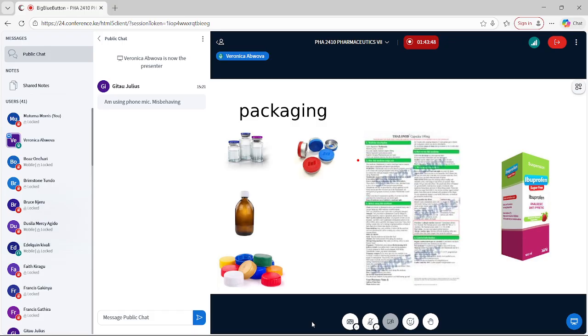Then, okay, and it includes the external box. And we are going to look at the different types of packaging, and you'll be able to see where each of these falls.